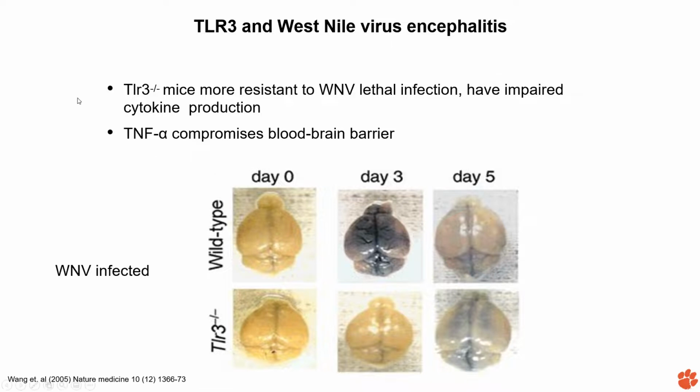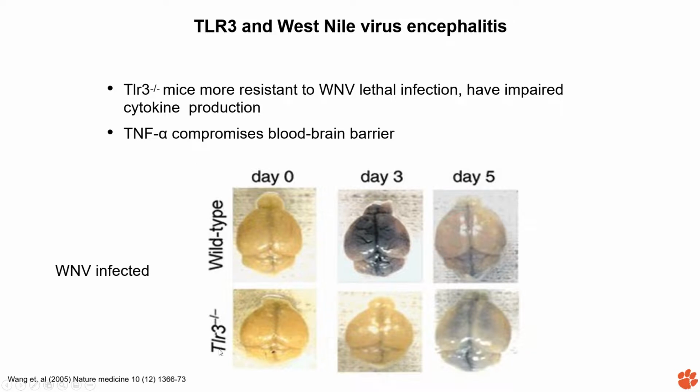Here is also another example, TLR3, and how it is implicated in West Nile encephalitis. Here TLR3 minus means TLR3 is completely deleted. The mice are more resistant to West Nile virus, with impaired cytokine production. In the wild type, at day 0 and day 3, we are looking at the blood-brain barrier. You inject the virus with Evans blue, a dye that tells you whether the blood-brain barrier has been compromised or not. Here you can see the brain has taken up the dye. That means the blood-brain barrier has been compromised.